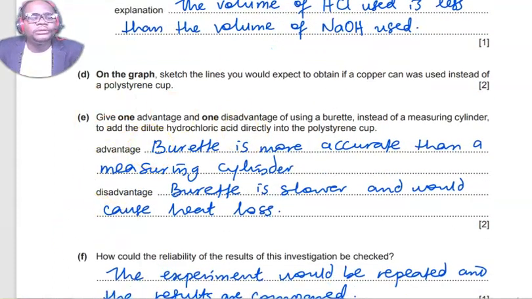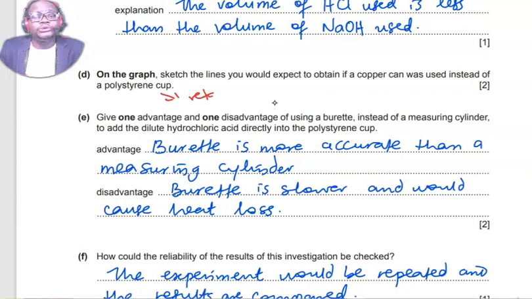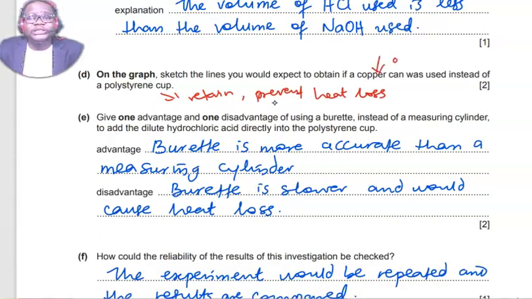Okay. So the next question says, on the graph, sketch the lines you would expect to obtain if a copper can was used instead of a polystyrene cup. And of course, why do we use a polystyrene cup? The essence is to retain heat and to prevent heat loss. Okay, at least to a large extent, it will prevent the loss of heat. So if you use a copper can, it is a good conductor.